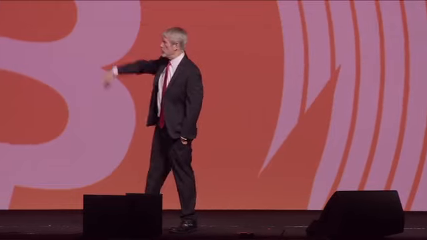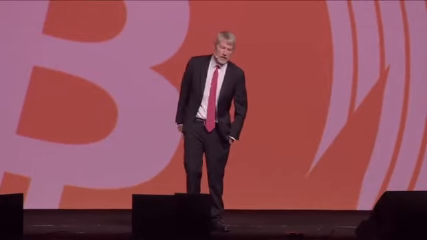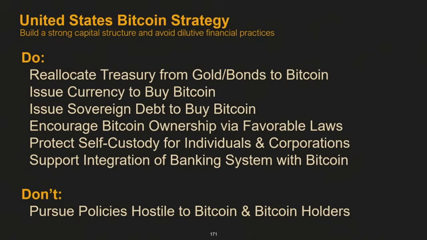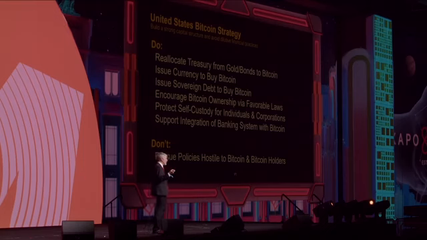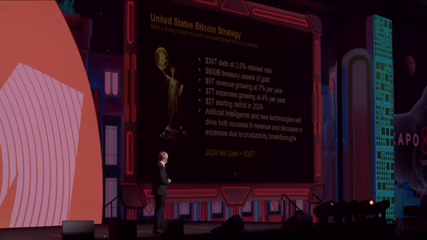And let's look at the U.S. The U.S. is a special case. Well, the rules are still the same, right? Buy Bitcoin, sell the paper, get rid of your gold, go long range. And the don'ts are still the same. Don't harass the Bitcoiners. Don't send the industry overseas. Don't send the capital overseas.